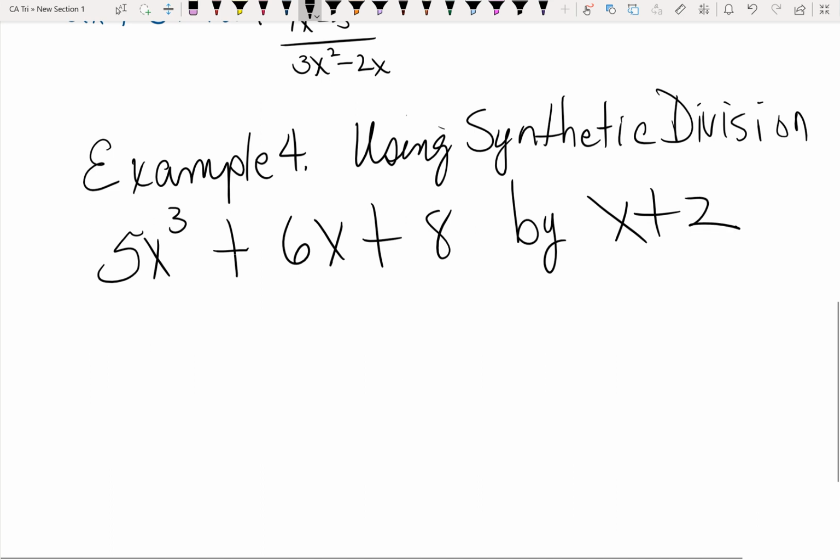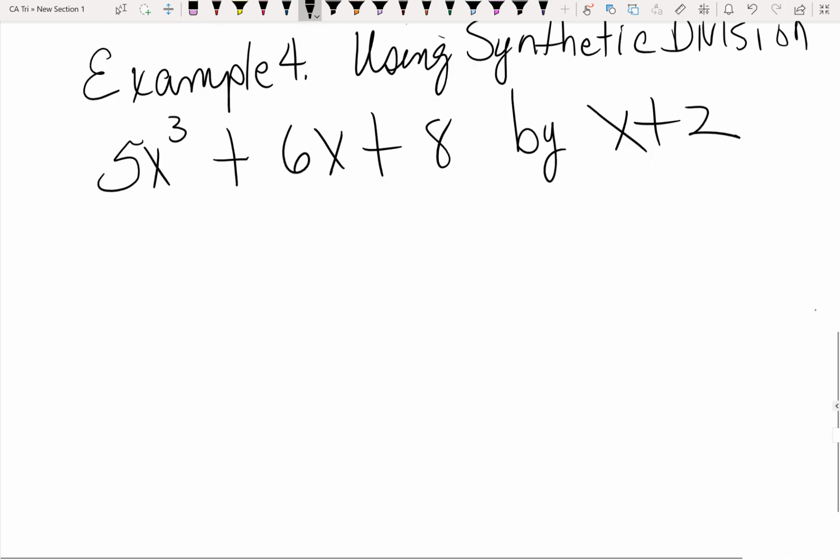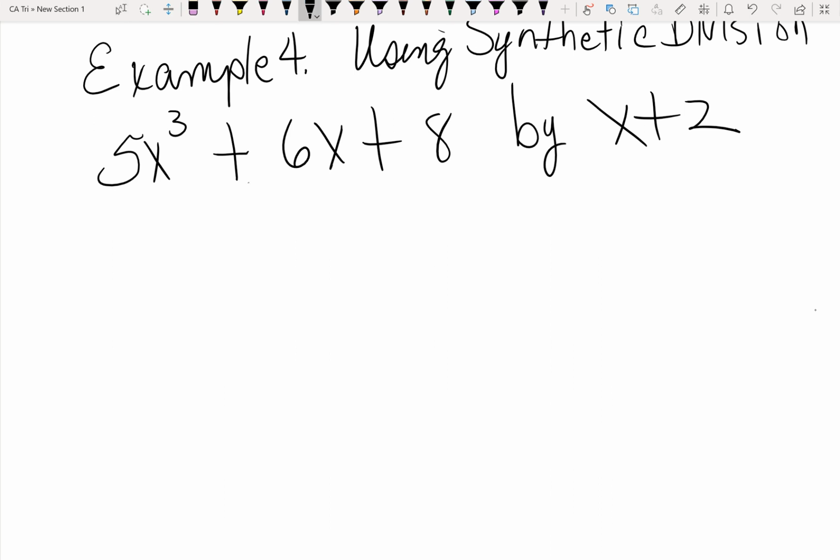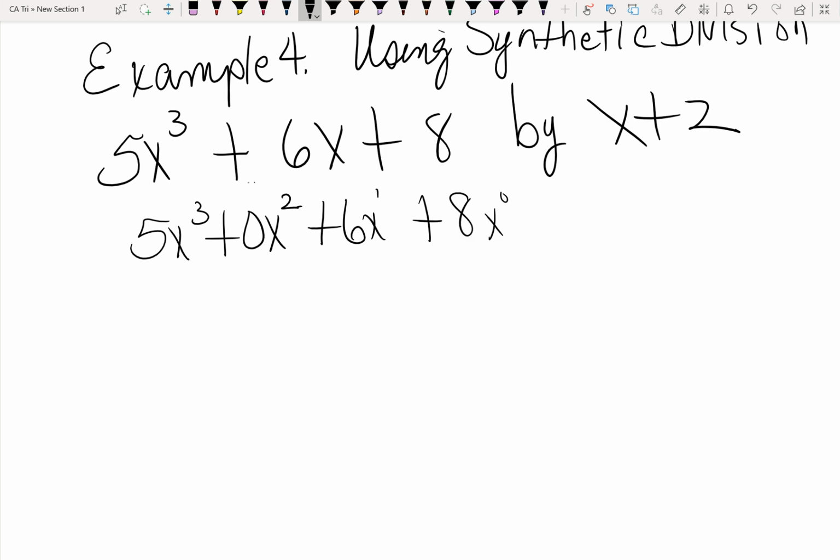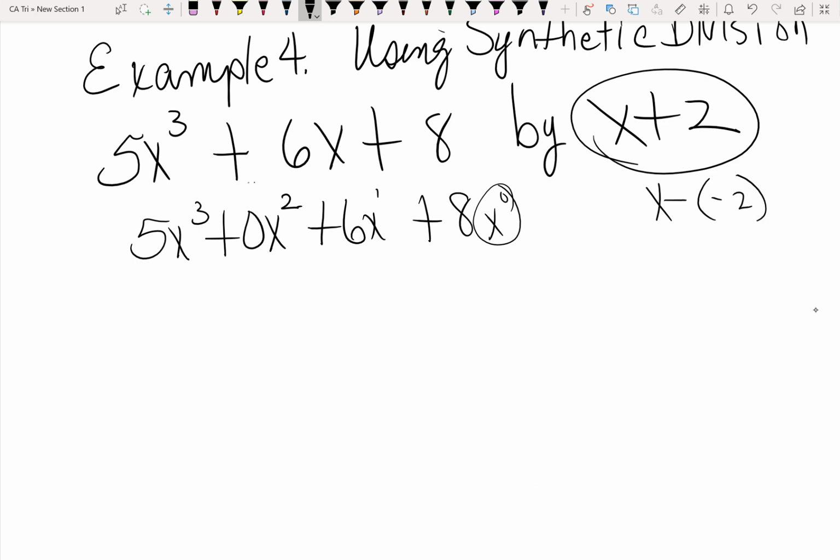Okay, so first things first, we're still missing that x squared here, so we are going to fill this in. So this looks like 5x cubed plus 0x squared plus 6x to the 1, obviously, plus 8. And believe it or not, there's an x to the 0 here in theory. We don't write it, we talk about it, but it is there. Now, since this is x plus 2, we're going to use x minus negative 2. And so this is going to be the number we're actually going to divide by.